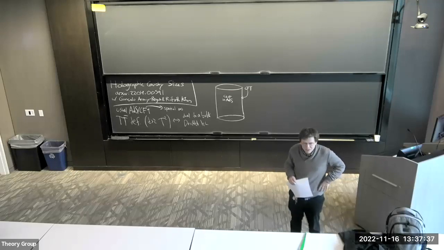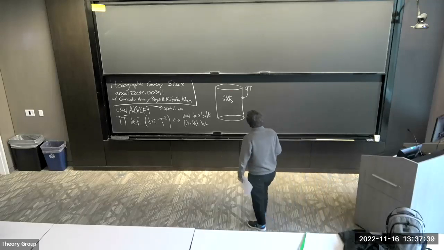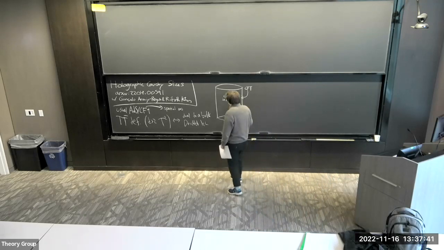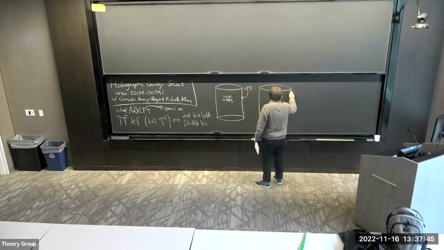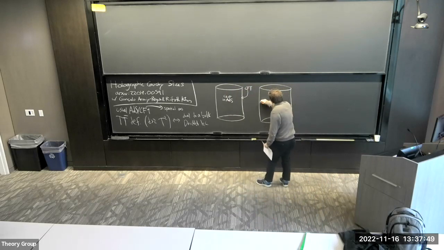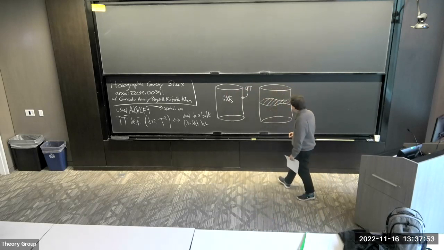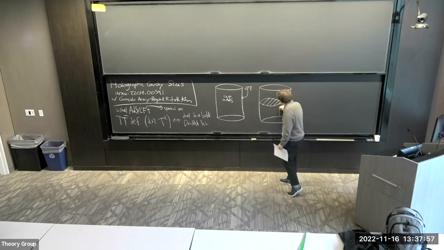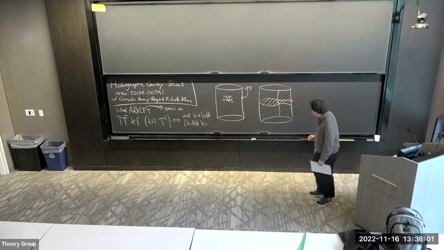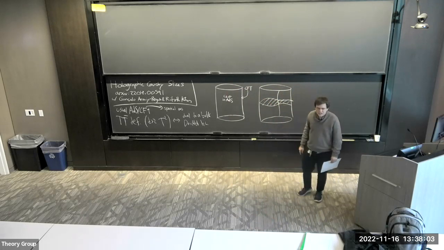Roughly speaking, we want to say that a Cauchy slice is a surface. I'm going to draw this twice. So a Cauchy slice is some surface in this interior that has the property that every complete causal curve intersects it exactly once.